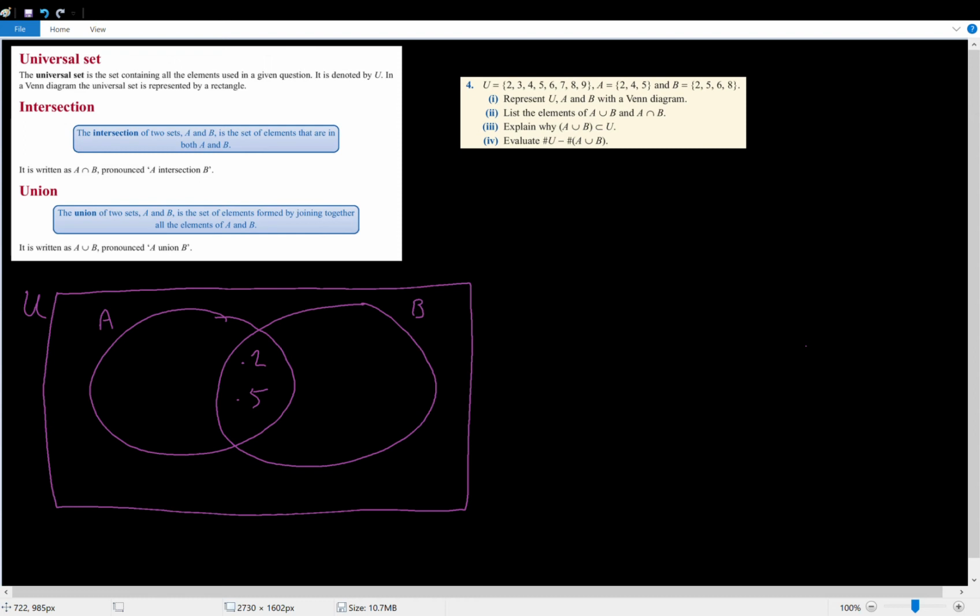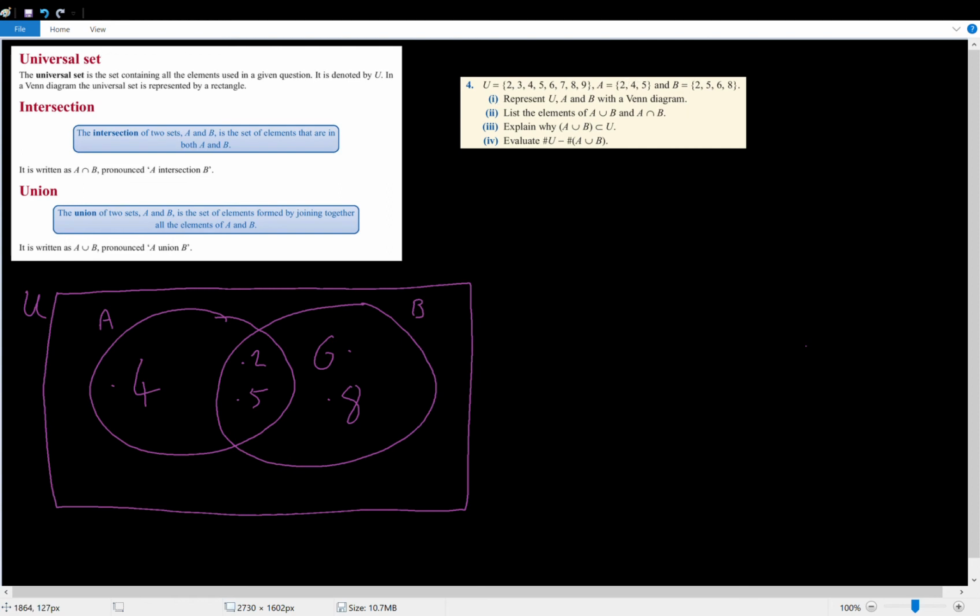Now in the rest of A, you can put down any numbers that are in A that aren't in B, and that would just be 4. So 4 goes out here, like that. And then in the rest of B, you can put down any elements that are in B but aren't in A. That's just going to be 6 and 8. So 6 and 8.